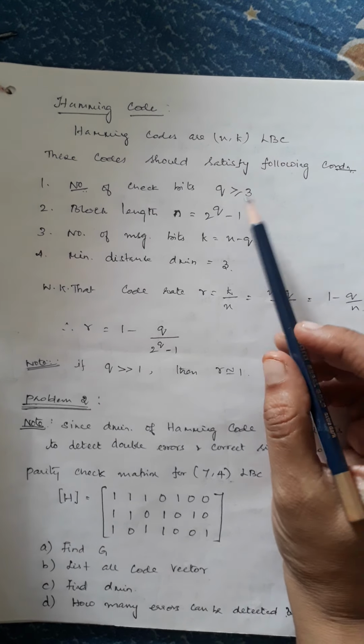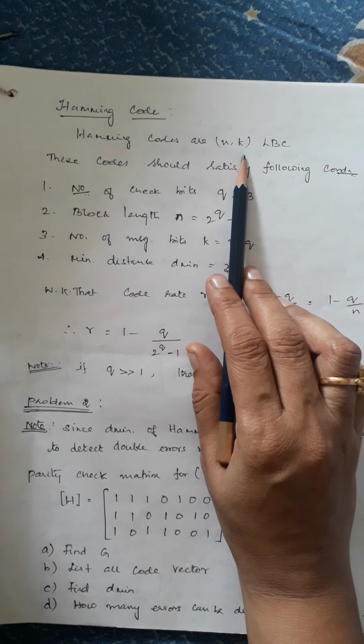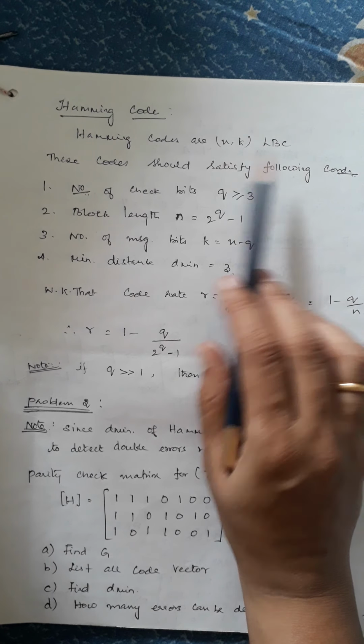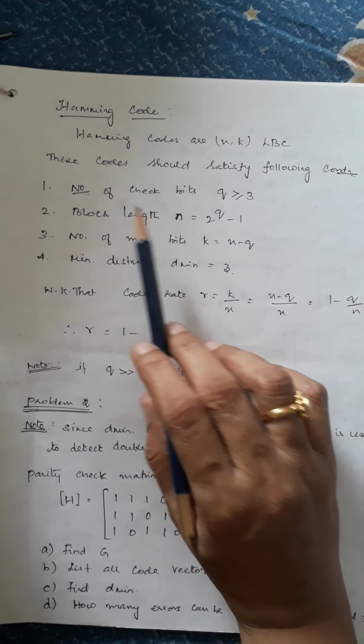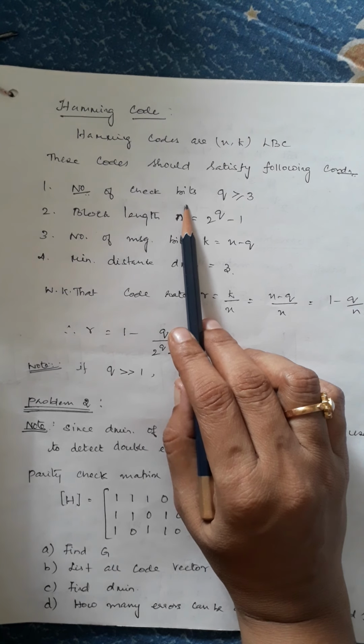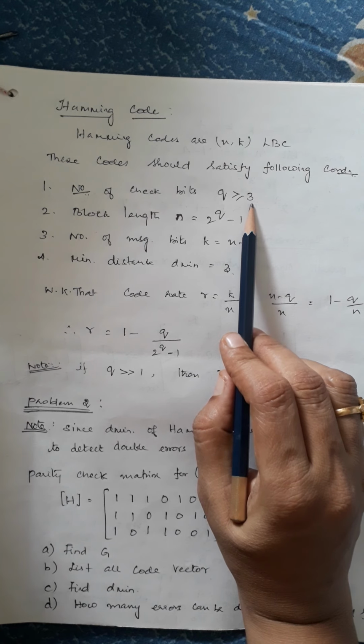Now we will see what is a Hamming code. Hamming codes are (n, k) linear block codes. These codes should satisfy the following conditions. The first condition is that the number of check bits, that is q, should be greater than or equal to 3. That is the first and foremost condition.